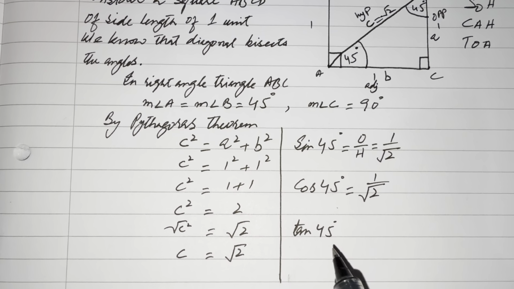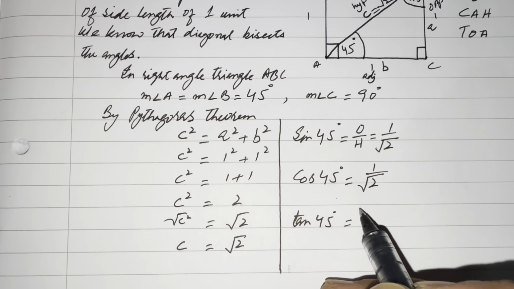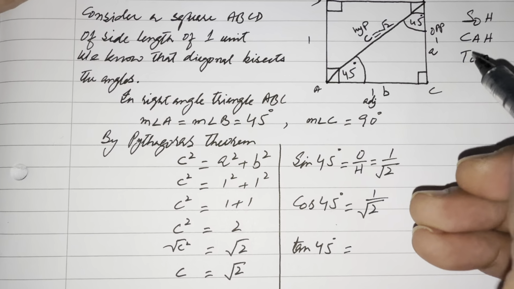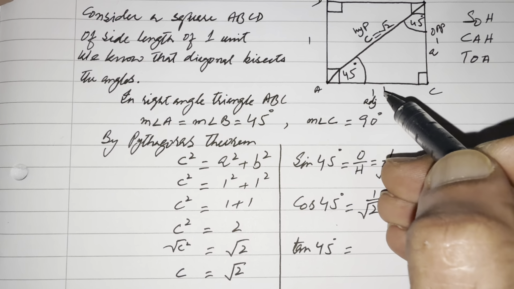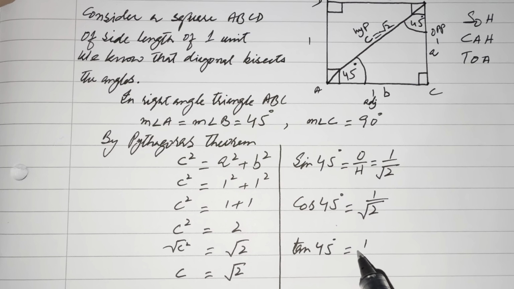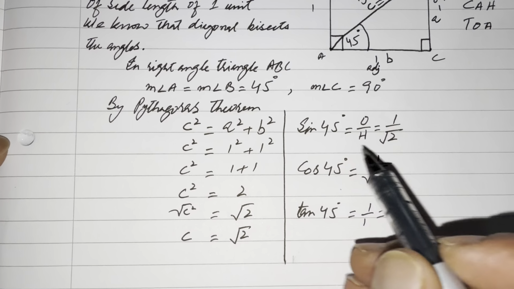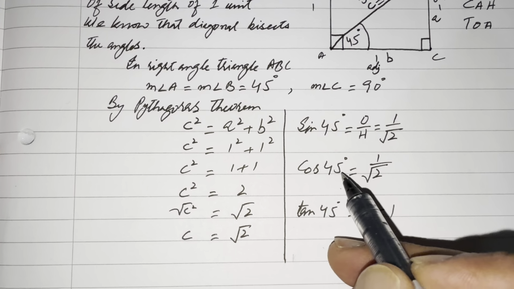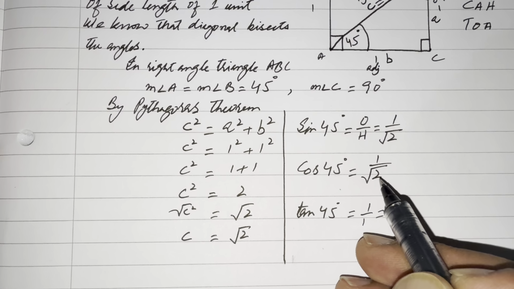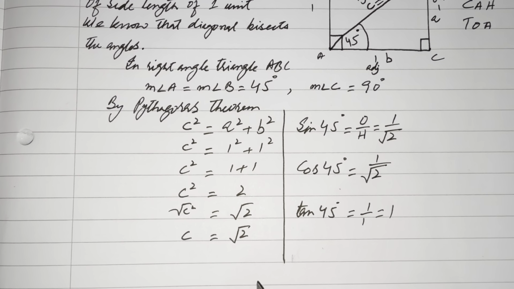So now if we find the tangent 45 degrees, that will always be equal to TOA, T for tangent, O for opposite, A for adjacent, opposite over adjacent, 1 over 1. So 1 over 1 will be equal to 1. So these are the trigonometric ratios of 45 degrees. Sine 45 degrees is equal to 1 over under root 2. Cos 45 degrees is equal to 1 over under root 2, and tangent 45 degrees, 1 over 1, is equal to 1.